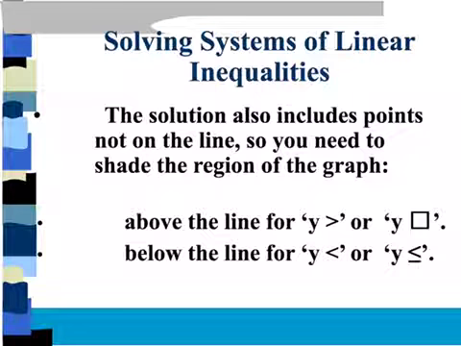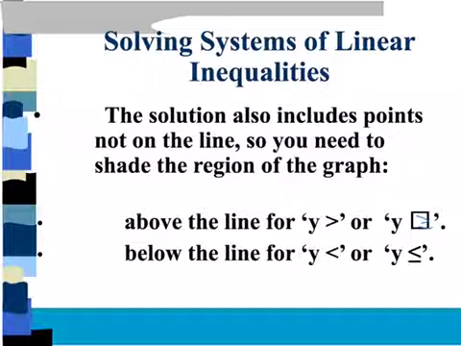So you need to shade the region of the graph. We've done this before by graphing just linear inequalities, and then we shade one side. So if we have y is greater than or greater than or equal to, we shade above the line. And if it's less than or equal to, we shade below the line.